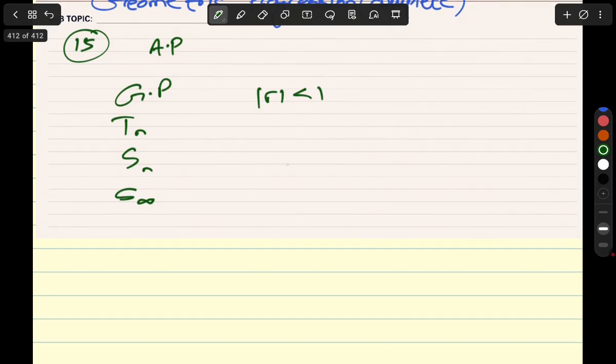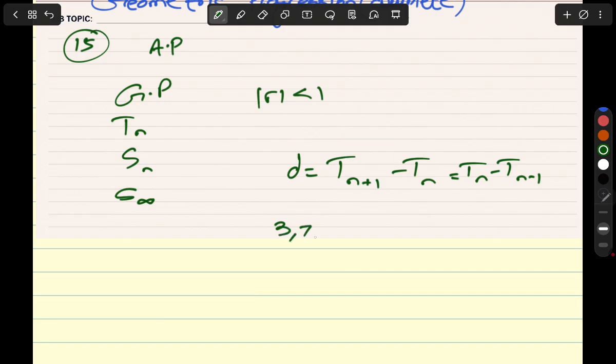So we talked about a constant difference, which was d, which we defined as the difference between two subsequent terms, right? Or term n minus term n minus 1. So an arithmetic progression looks like 3, 7, 11, 15, and so on, with a common difference of 4, let's say. So this was constant addition.